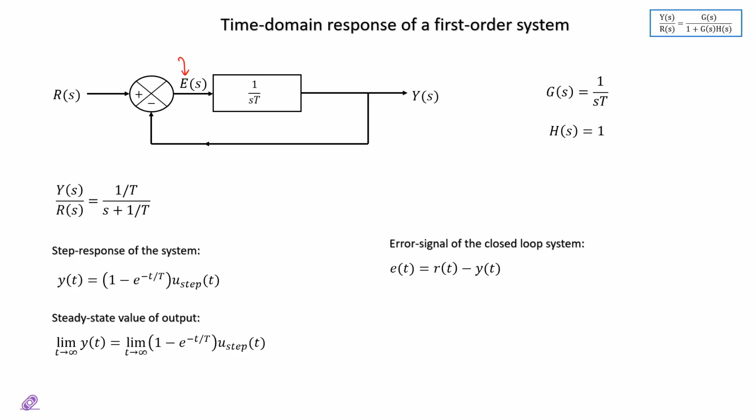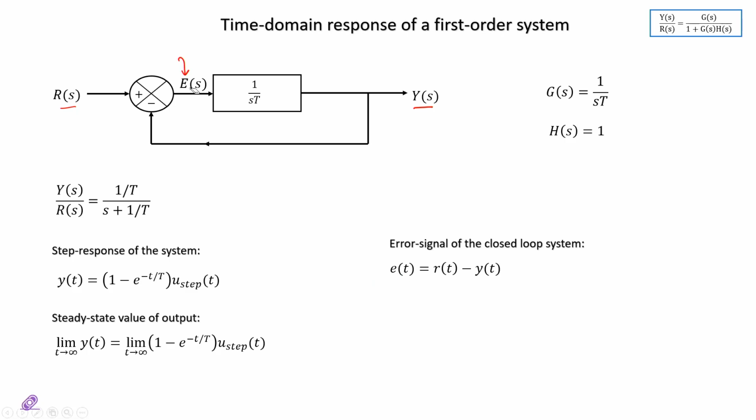Remember, we want this error signal to go to 0, because only then do Rs and Ys become equal, as there is no feedback point here. There is no transfer function sitting over here. So Ys and Rs are equal only when Es is 0. So let us see how e(t) behaves.